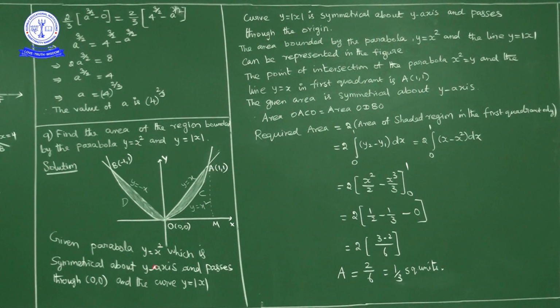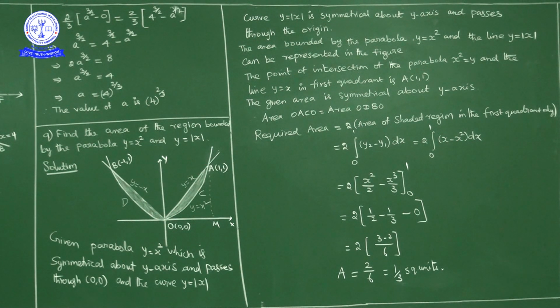In the second quadrant, mod x is y is equal to minus x, and y is equal to x square. Taking these two for the point of intersection, x square is equal to minus x, so x square plus x is equal to 0, x is equal to 0 and x is equal to minus 1. So these two curves intersect at 0, 0, 1, 1 and minus 1, comma 1. These are the points of intersection. In the first quadrant, 0, 0 and 1, comma 1.